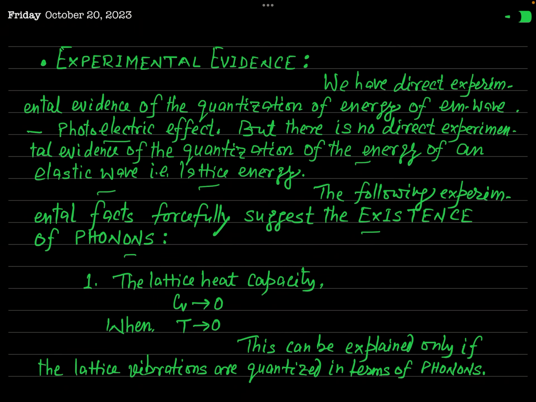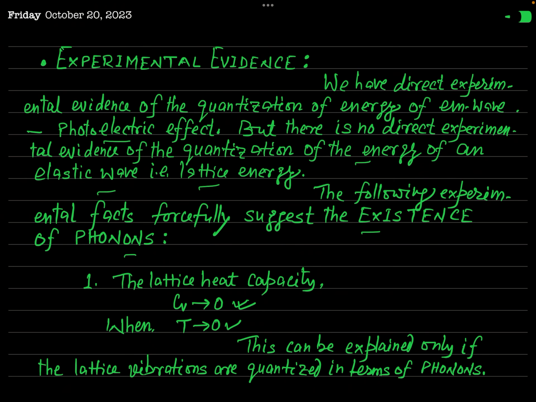When the temperature of a solid tends towards 0 Kelvin, the lattice heat capacity of all solids tends to 0. This is an experimental fact. When the temperature of a solid approaches 0, its lattice heat capacity also approaches 0. This is a very important experimental fact. But how can we explain it?